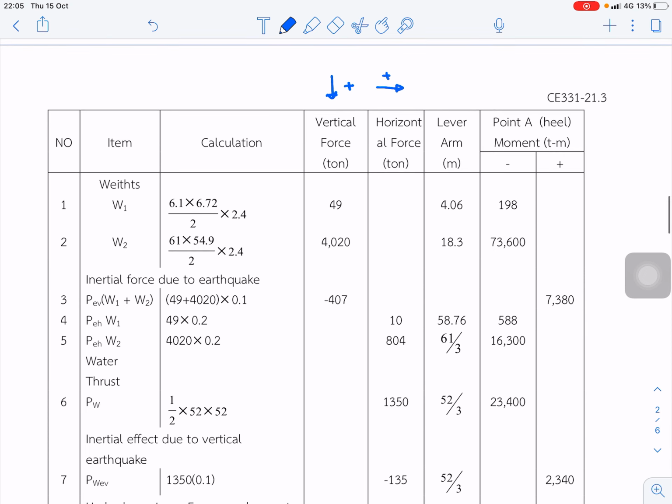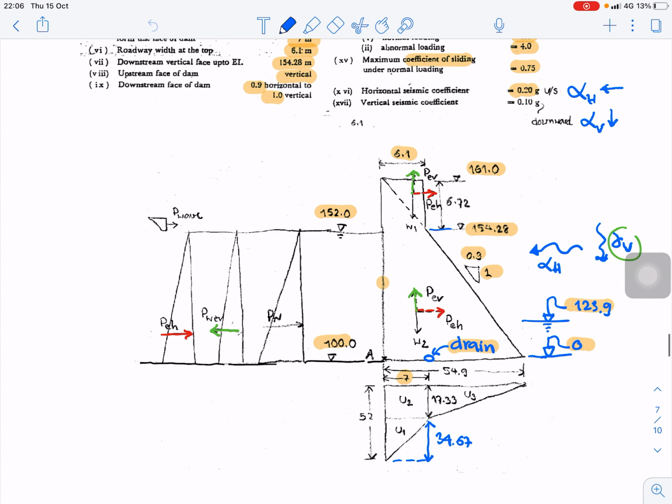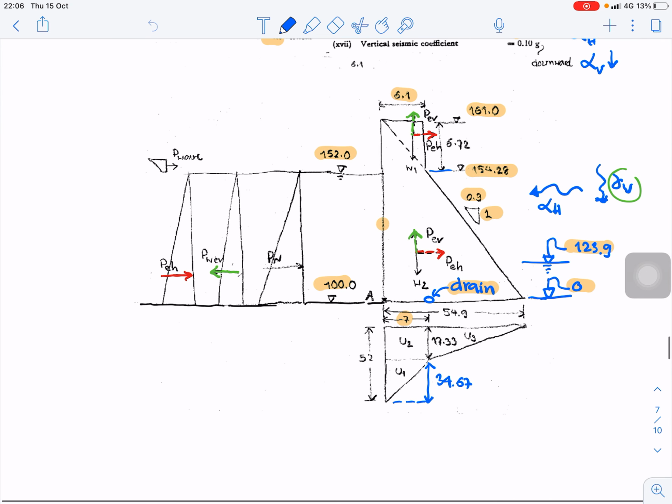Next, we're going to find the moment around point A at the heel. In the case of moment, we assume that clockwise is negative. Okay. First, before we find the moment, we have to find the lever arm from the PV diagram. For example, we move back to the previous lecture. Okay, so we can check from this.